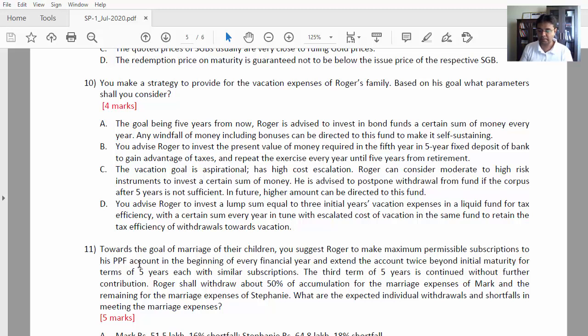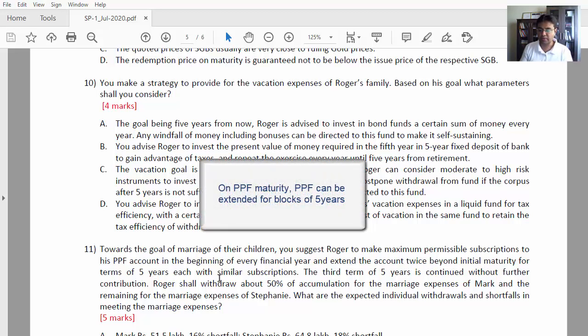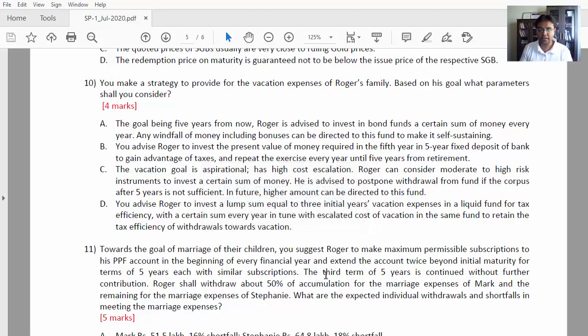Okay, now what it is given that PPF account in the beginning of every financial year, Roger will invest or deposit maximum permissible subscription. And as of now it is 1,50,000. So he will invest 1,50,000 in the beginning of every financial year and extend the account twice beyond initial maturity for a term of 5 years. And again, it is implied, we know that when the extension happen, the block is of 5 years. So one block is equal to 5 years. The third term of 5 years is continued without further contribution. Now the first 2 blocks or the first 10 years, he will make the contribution, but in the third block, there will not be any contribution.